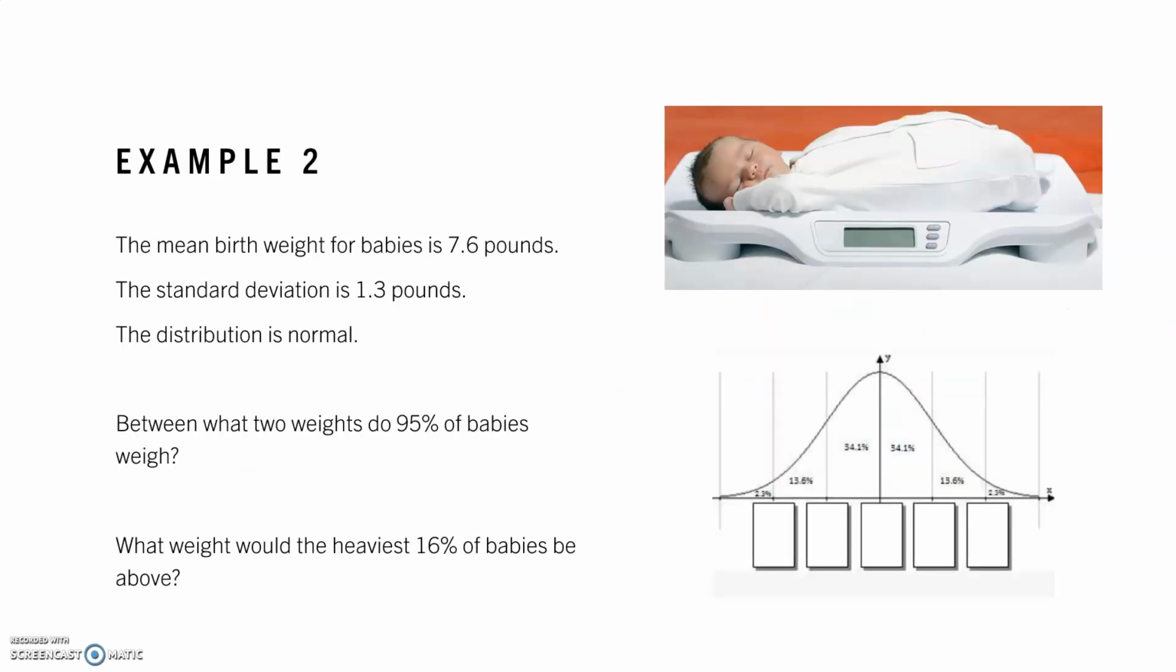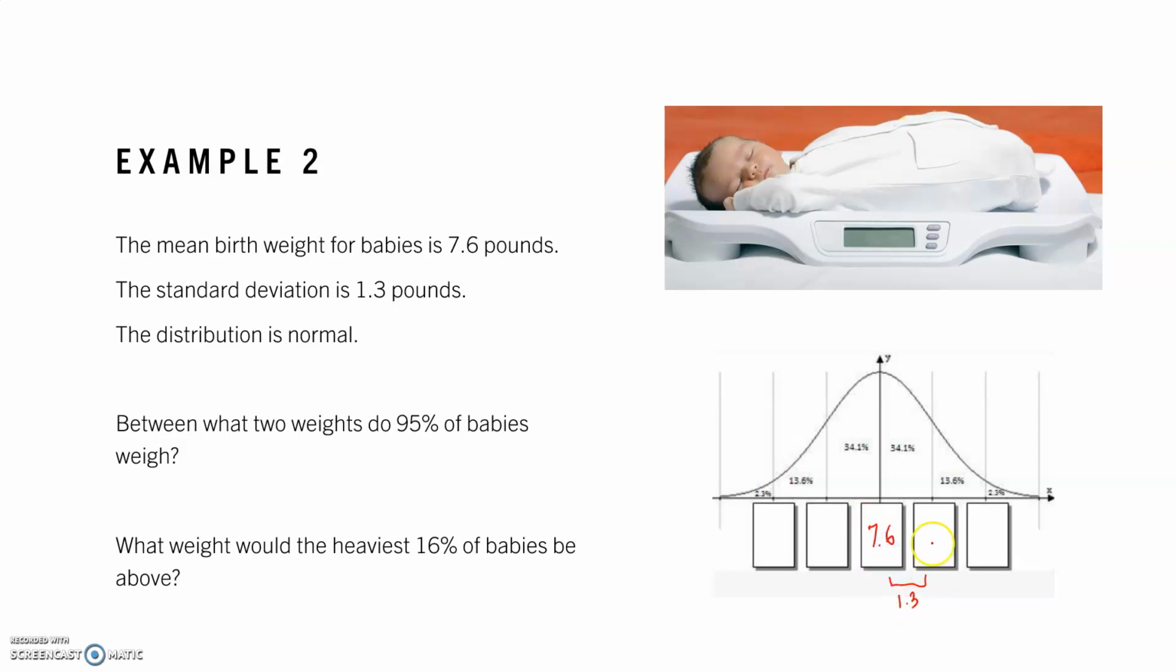Okay, so here's a second example. The mean birth weight for babies is 7.6 pounds. The standard deviation is 1.3 pounds, and the distribution is normal. So that tells us we have symmetric data. So we're going to fill in our values on this bell graph. The mean is 7.6, and then we're going to count by 1.3.